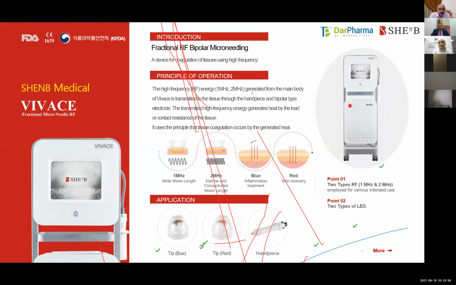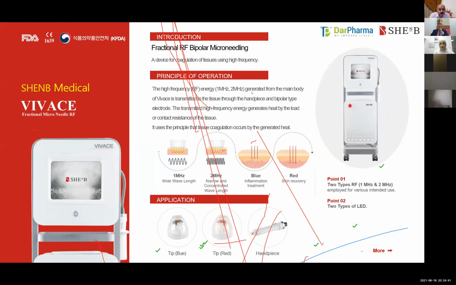Now, about the principles and operation of the VIVACE: we have 2 different high frequency energies, the wide wavelength, 1 megahertz, and the narrow concentrated wavelength, 2 megahertz, generated from the main body of VIVACE, that is transmitted to the tissue through the handpiece and bipolar type electrode. This transmitted high frequency energy generates heat by load or contact resistance of the tissue. It uses this principle that tissue coagulation occurs by the generated heat.